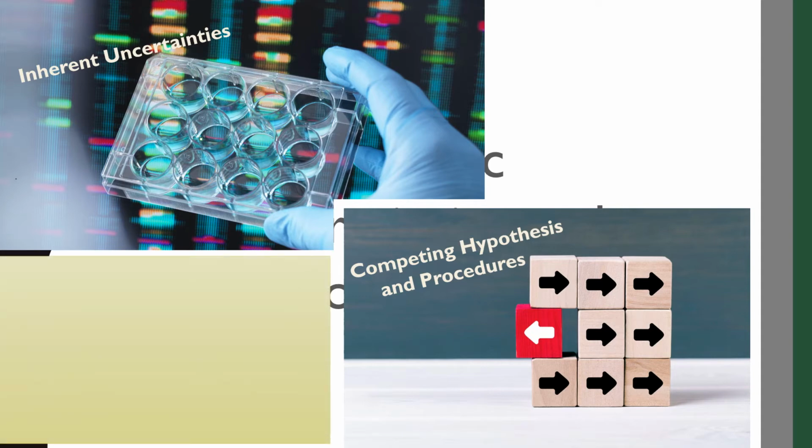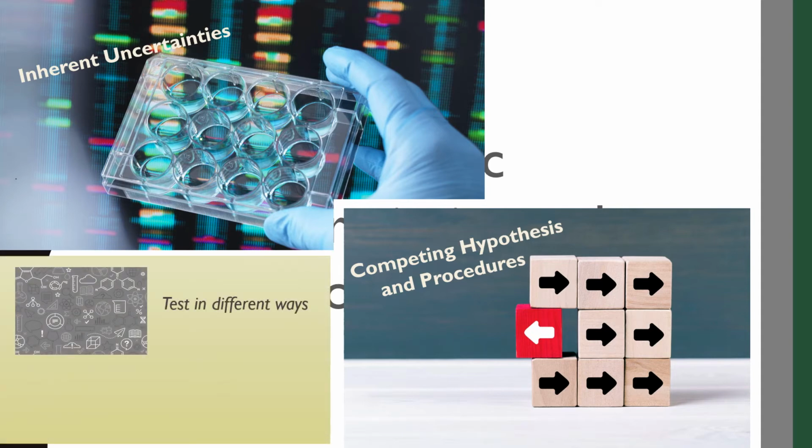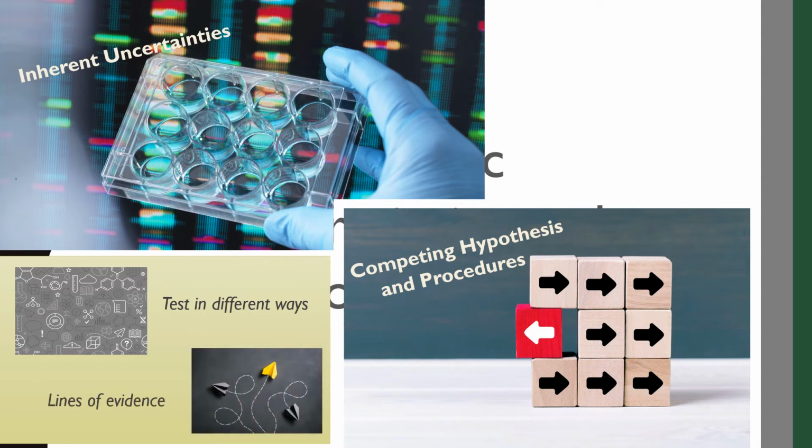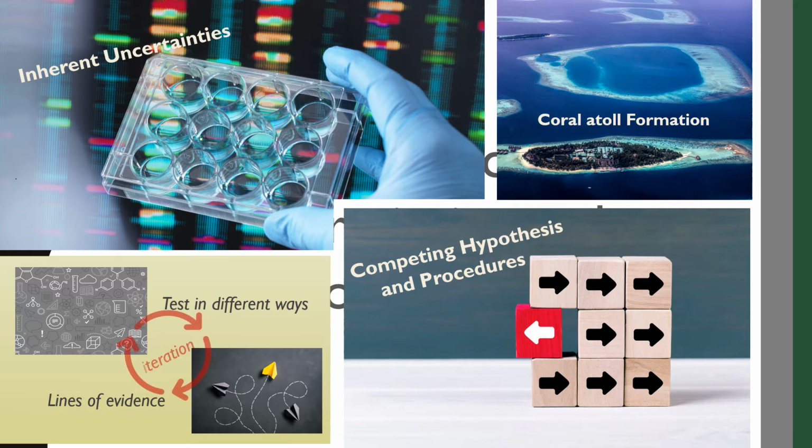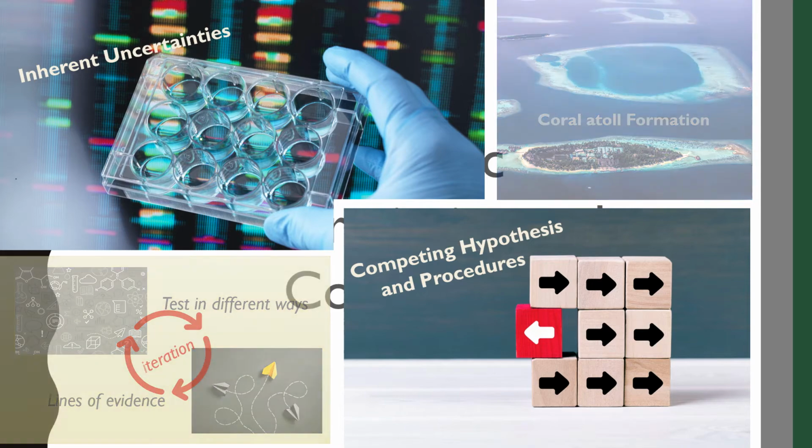When faced with competing ideas, scientists test each idea in many different ways and collect evidence to support these ideas. This generates multiple lines of evidence that are refined over time and with the development of new technologies. For example, 2 competing ideas about coral atoll formation were evaluated based on multiple lines of evidence. Additionally, iteration also helps scientists to evaluate competing ideas and reduce uncertainties.